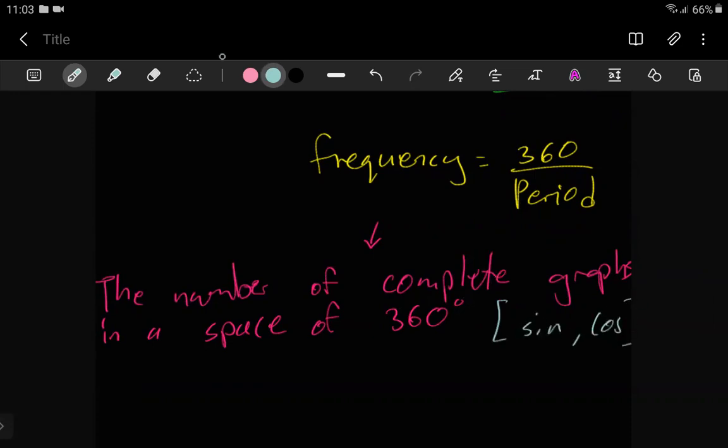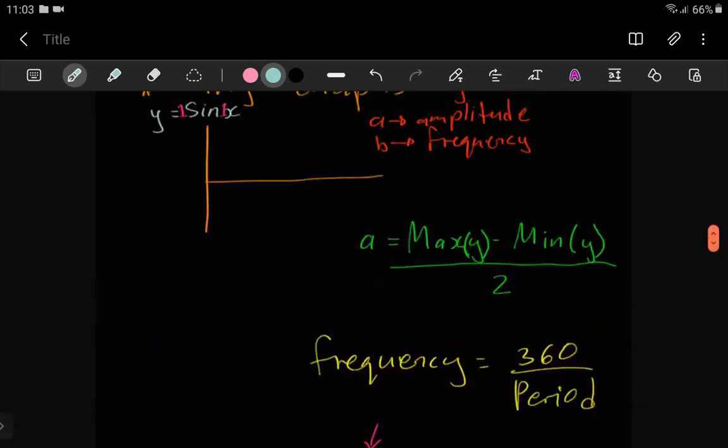When I say 360 degrees, this only applies to a sine graph and a cos graph. For a tan graph, it would be 180. But that's what frequency is. Frequency is the number of complete graphs in a space of 360.